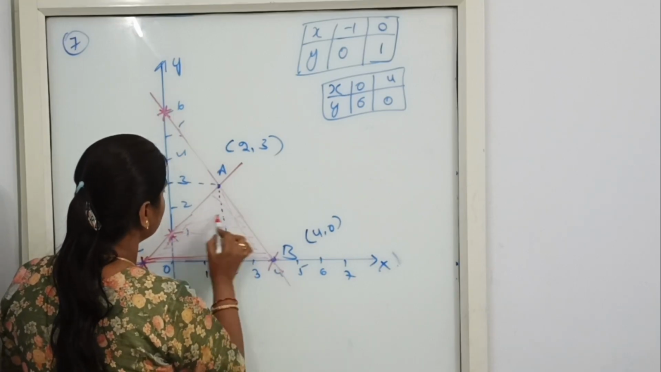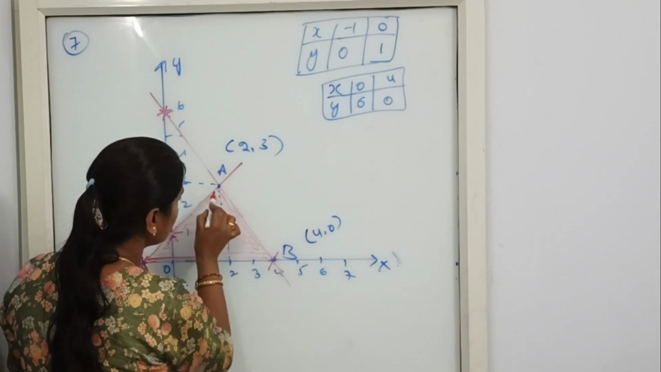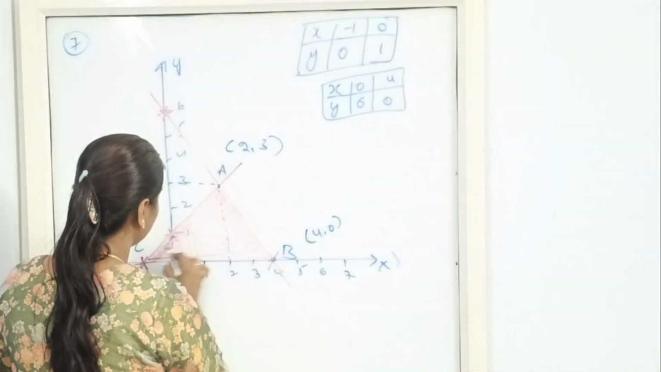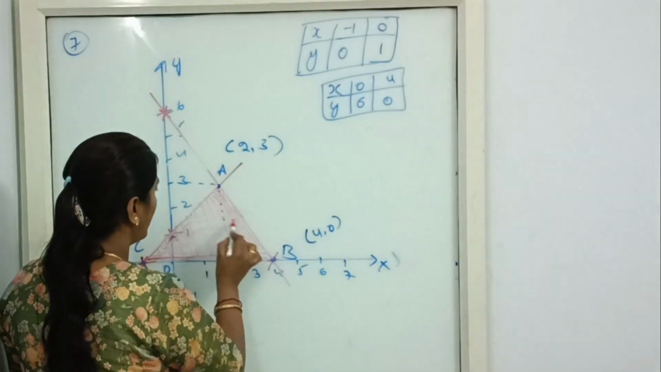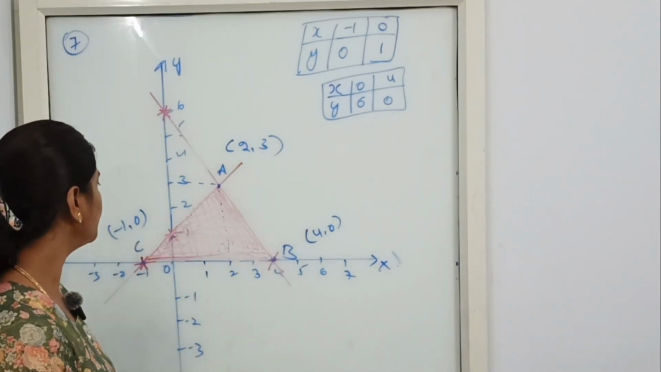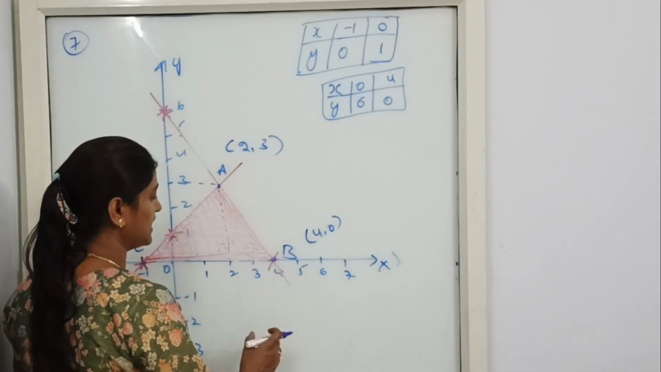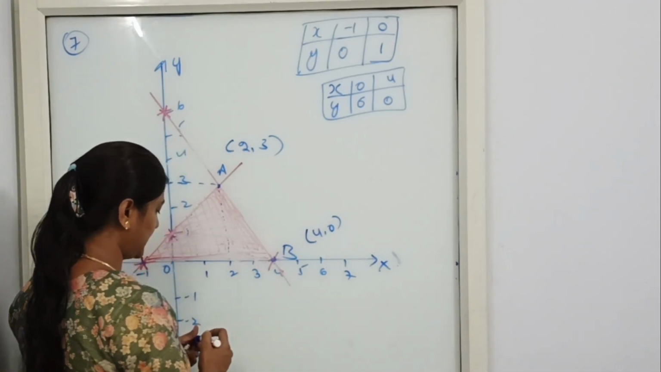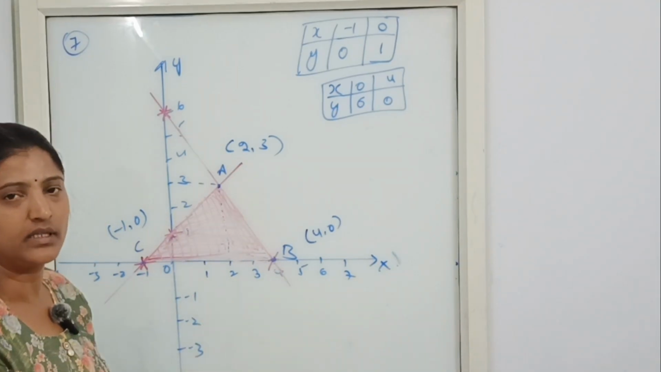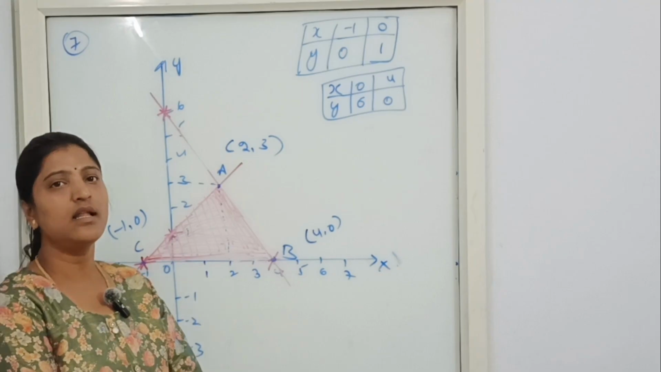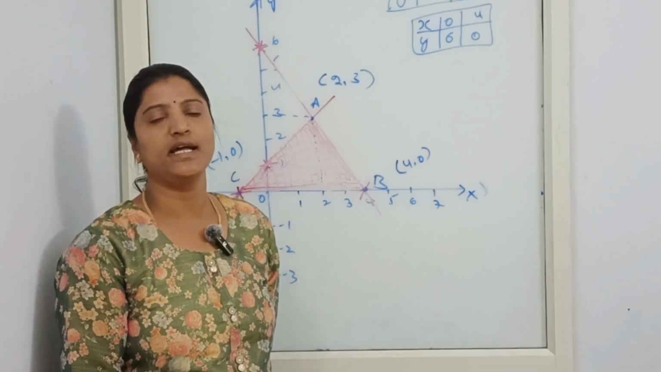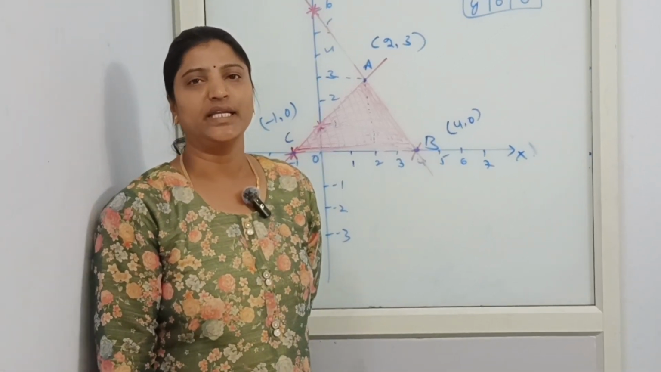So this is the triangular region, is it not? So this is what they asked. So 4 comma 0, 2 comma 3 and minus 1 comma 0. You can write it separately if you want, or else you can leave it. You can mark ABC here also, whatever. These are the 3 coordinates of this triangle. So this is the completion of the first exercise of pair of linear equations in 2 variables.